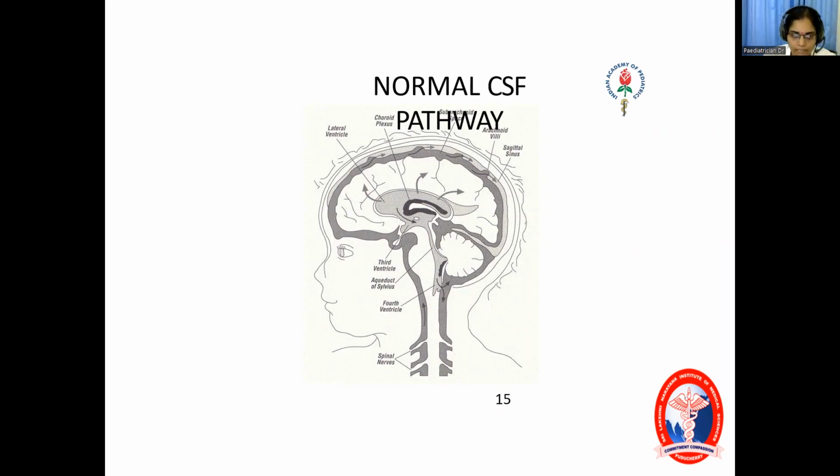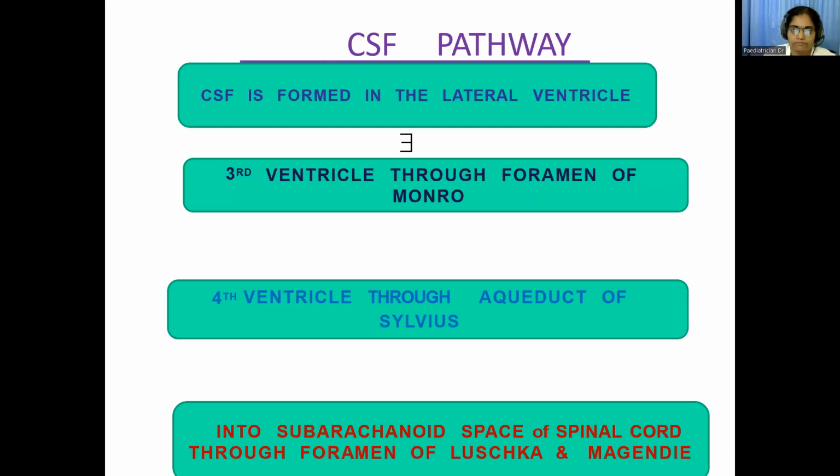After that, through the aqueduct of Sylvius, it goes to the fourth ventricle. Then it goes to the arachnoid villi and it gets reabsorbed in the villi. So this is how you have to remember the pathway, starting from the lateral ventricles, third ventricle, fourth ventricle, and it goes to the arachnoid villi and the subarachnoid space.